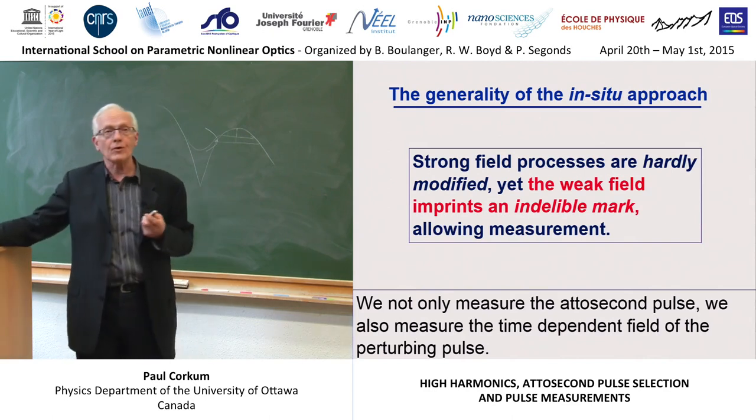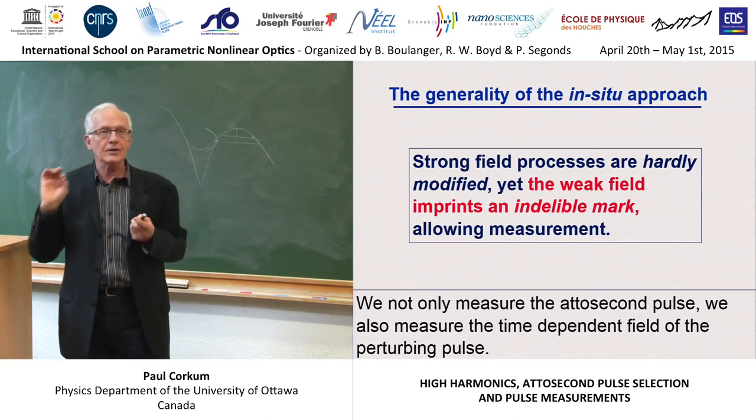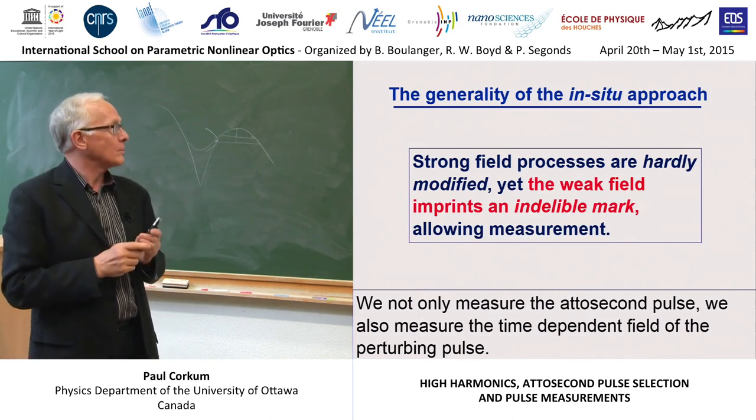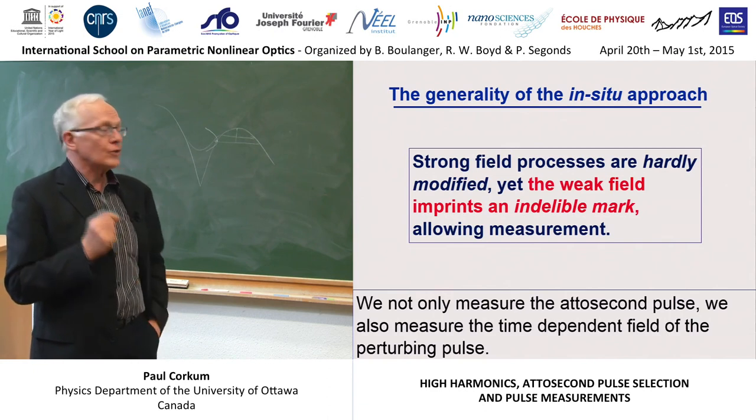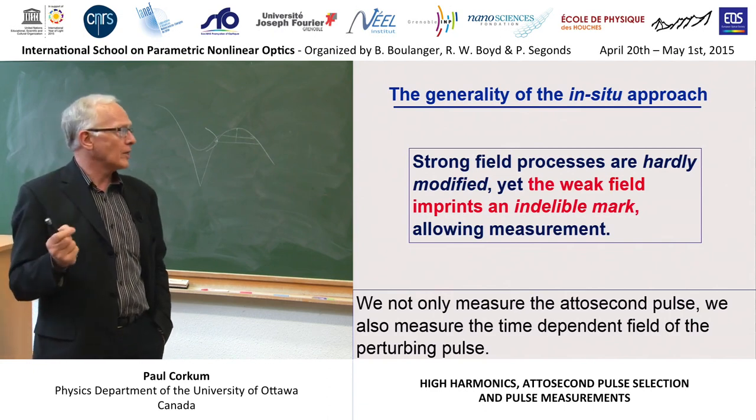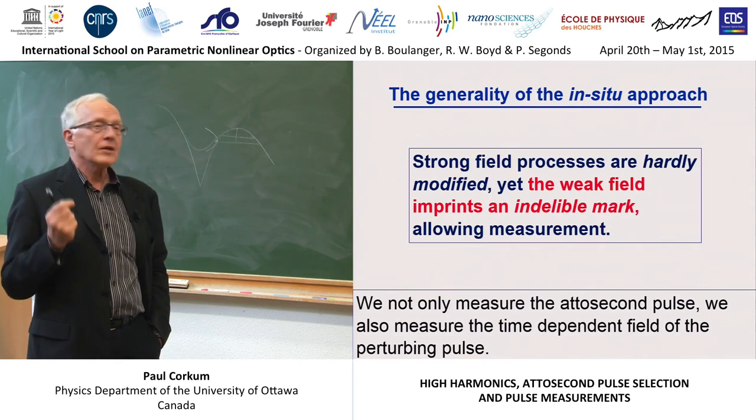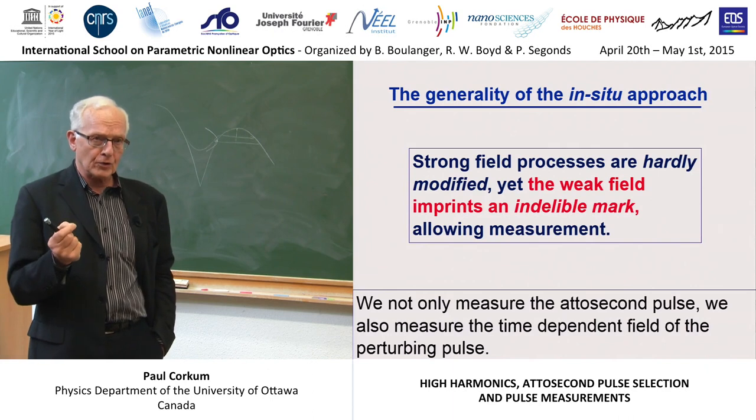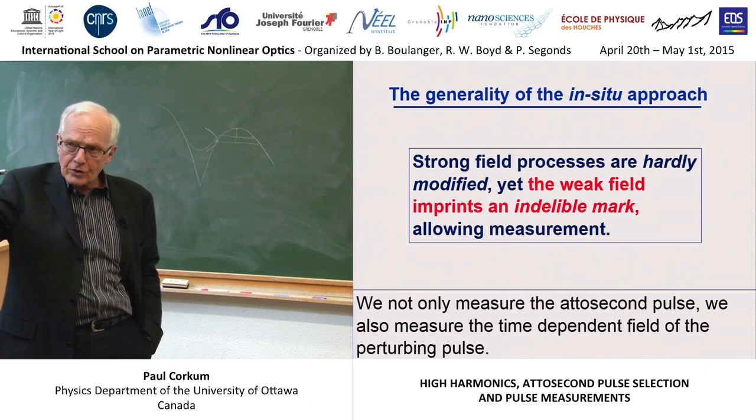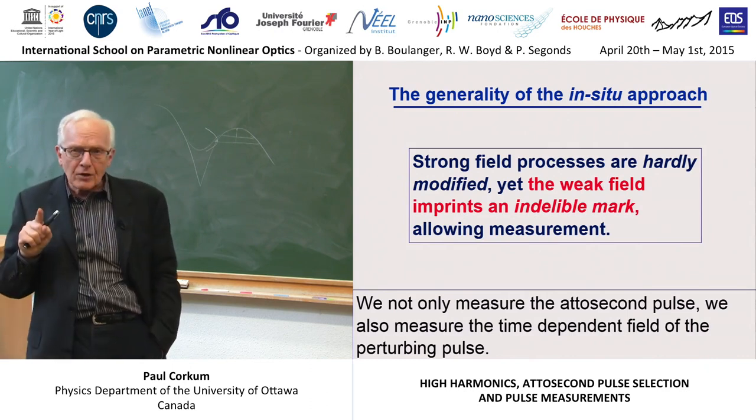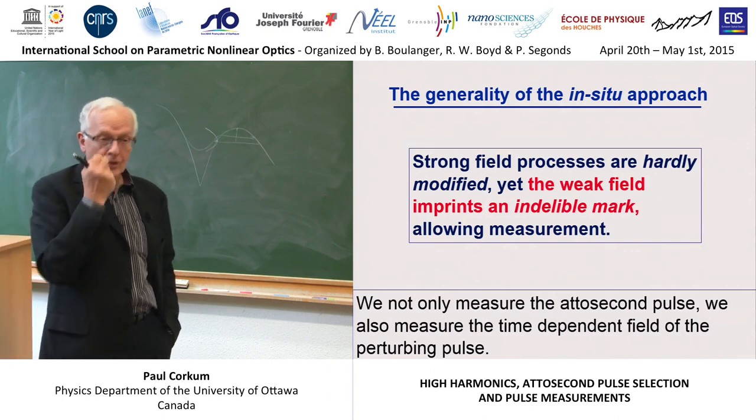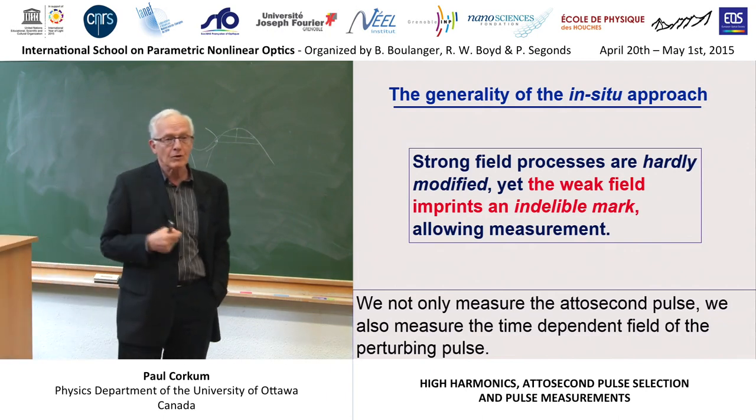So I'd like to stop for a minute and look at this. I think this is a very important idea, and I'd like to just stop and comment on it. Strong field processes are hardly modified by a weak field. Yet a weak field can produce an indelible mark on this strong field process that allows measurement. That's what we've done here. There's a strong field process driving this along. We bring a field whose intensity is 10 to the minus 3. I'll show you eventually in solids, we can do it with 10 to the minus 5, similar ideas.